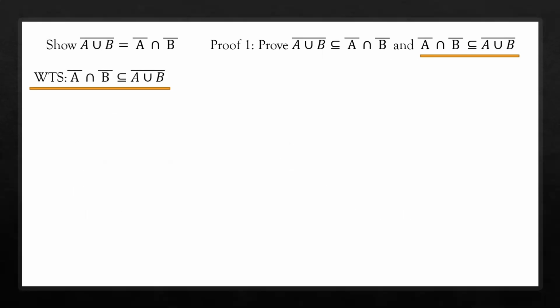Is it true that if you're an element in the intersection of the complements, you must be an element then that is in the complement of the union? So we're going to use the same trick. We're going to trace a generic element all the way through. Let's pick any element we want, call it X.